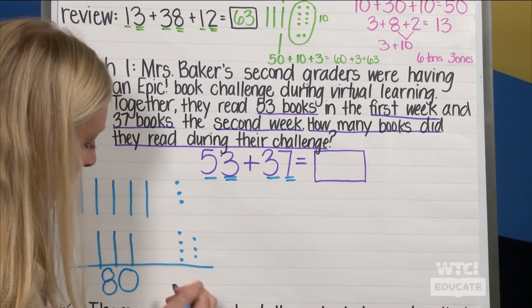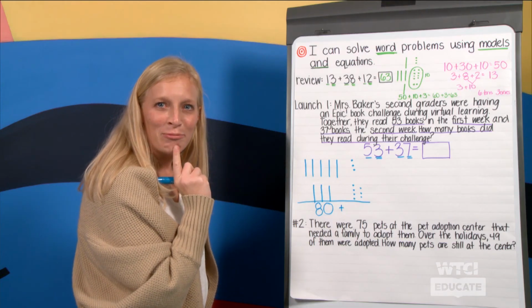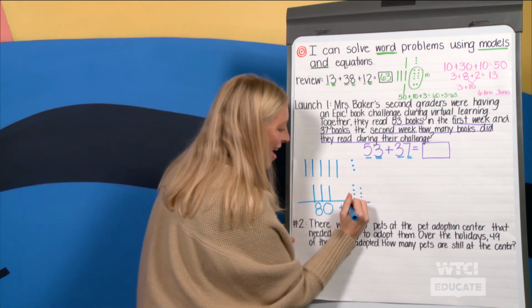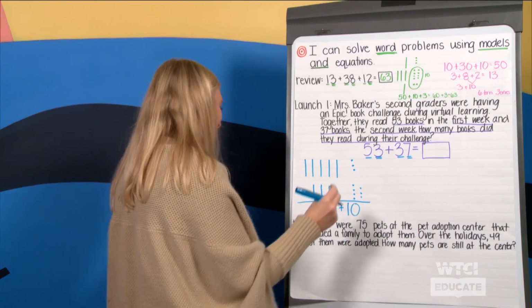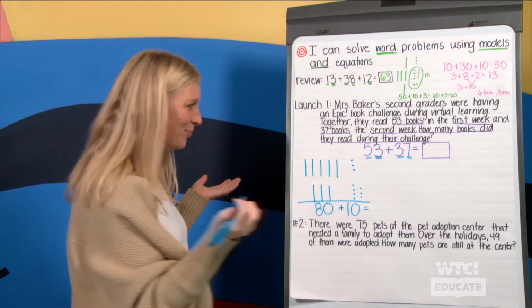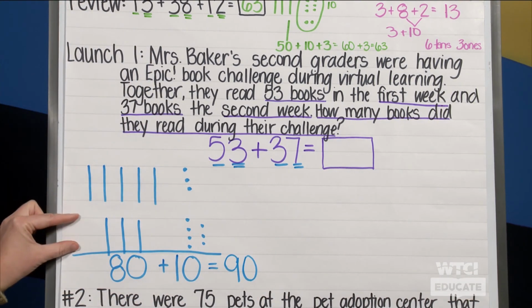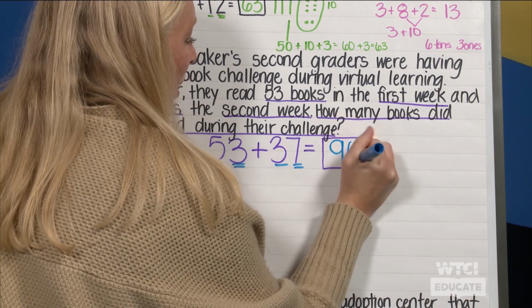Yes. How many 1s do I have? Did you see that too? 3 and 7 makes what? 10. And 10 is what? Oh yeah, 10 is a friend. 10 is a friend, that's right. And if I have 80 and I add 10 more, what does that make? 90. So if I'm adding 53 and 37 and I get 90, how many books did my class read in our Epic Book Challenge? That's right. They read 90 books in their Epic Book Challenge.